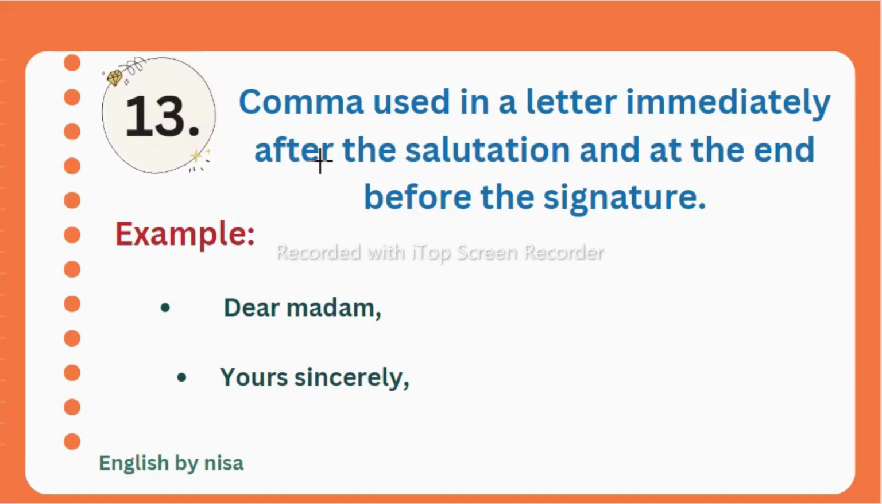Here the last rule is we use a comma in a letter immediately after the salutation and at the end, before the signature. So here in the letter, first we write dear madam, dear sir, or dear so-and-so, dear students, whatever, and you have to put a comma after this salutation. Then at the last, before your signature, you say yours faithfully, yours obediently, yours sincerely, yours lovingly. So whatever you are saying, you have to put a comma there also before your signature.